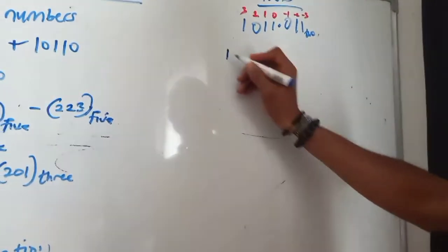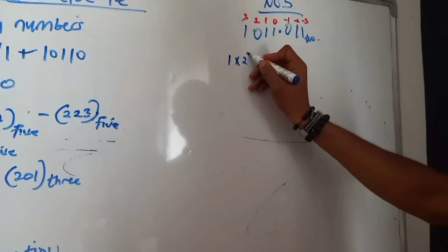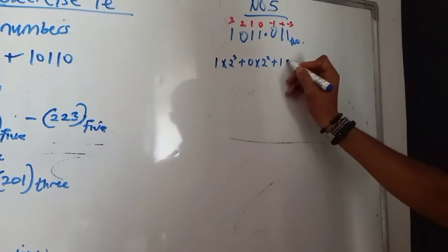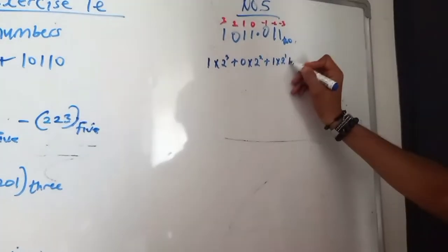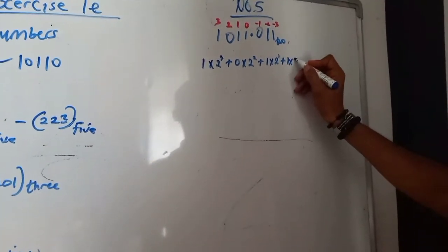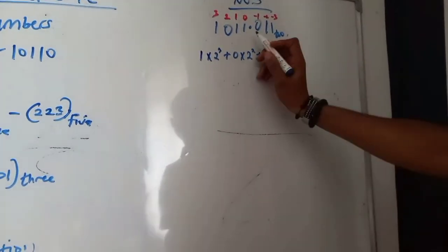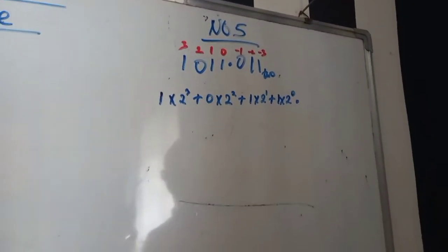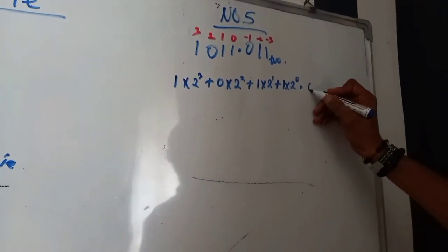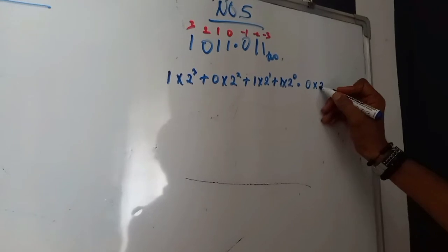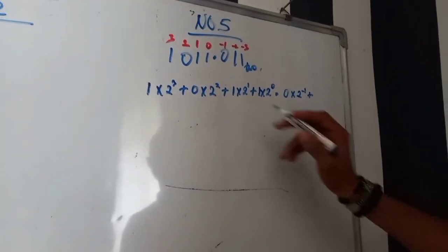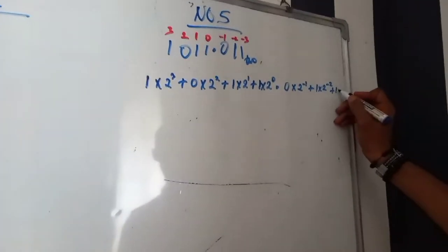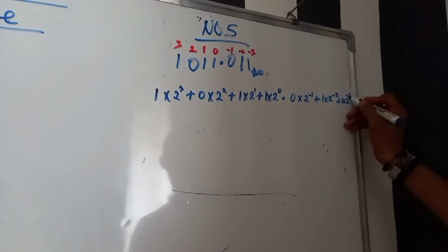So I say 1 times 2 to the power 3, plus 0 times 2 to the power 2, plus 1 times 2 to the power 1, plus 1 times 2 to the power 0. Now this is my integer part in decimal. For the fractional part, which means 0 times 2 to the power -1, plus 1 times 2 to the power -2, plus 1 times 2 to the power -3. I believe you can see it, right?